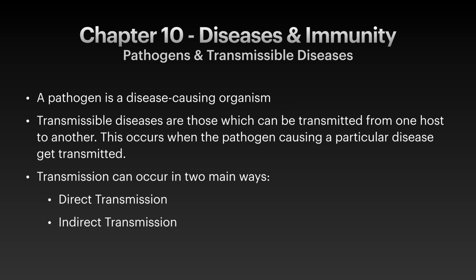A transmissible disease is one where the pathogen can be passed from one host to another. These diseases can be spread through populations, making them particularly dangerous from a public health perspective. Pathogens transmit in two main ways, either by direct contact or by indirect contact. We will explore both of them in the next slide.